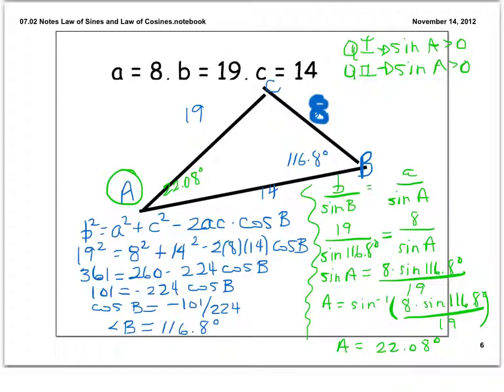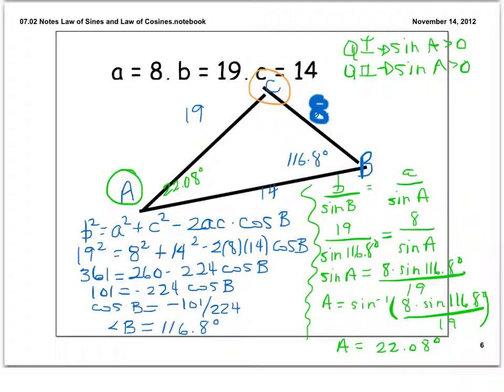Now, if you remember from the other example, that's the same thing that we had before, which is not a problem, and we'll talk more about ambiguous cases for law of sines tomorrow. We just want to be sure that we are solving for the smaller angle first whenever we use law of sines. Now I can just use the fact that the three interior angles of a triangle have a sum of 180 degrees to solve for angle C.